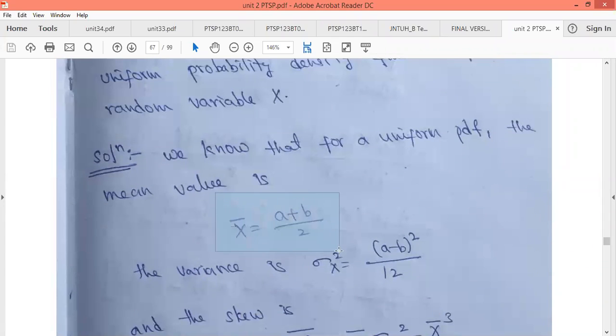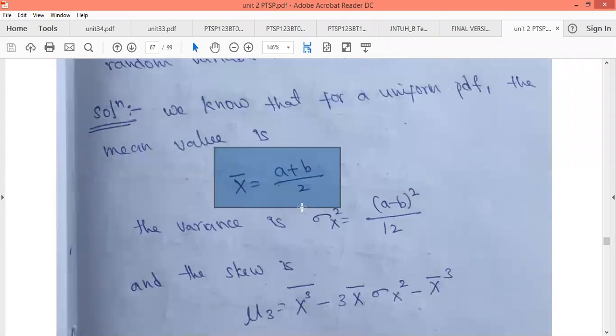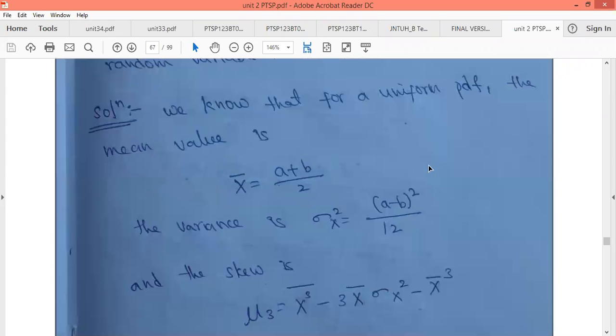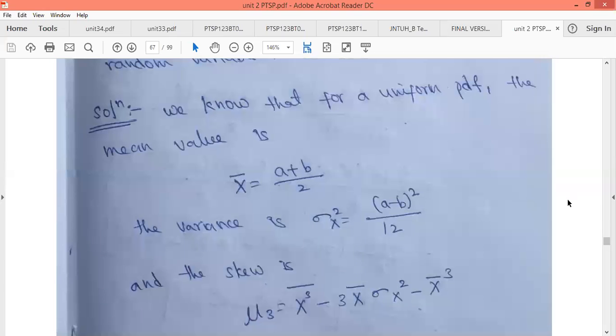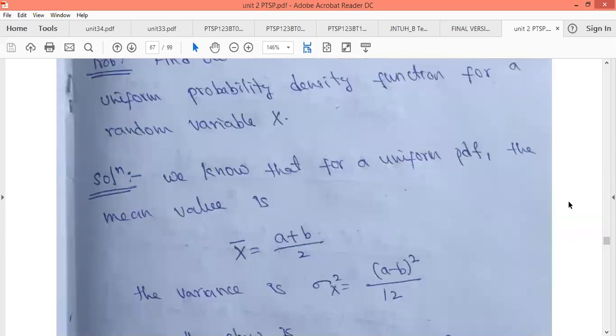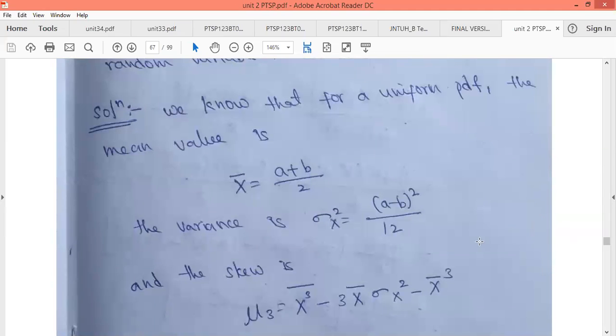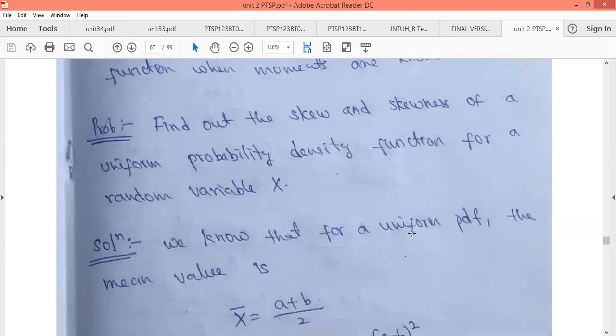We found the mean of the uniform random variable. The mean x bar is equal to (a plus b) by 2. And the variance, what is the variance we got? The variance is equal to (a minus b) square by 12. We discussed this just now in the previous class. And now we have to find the skew and skewness.